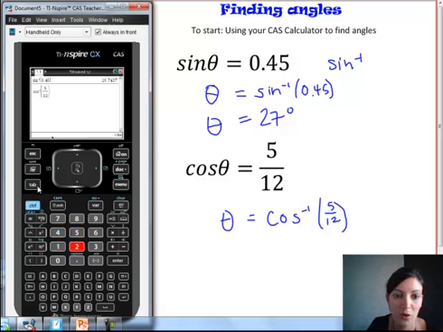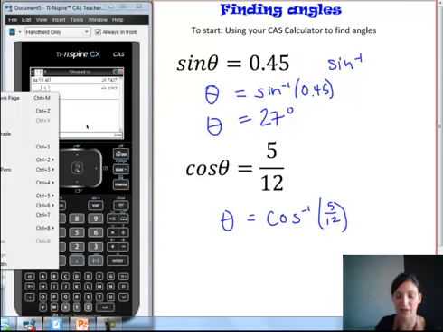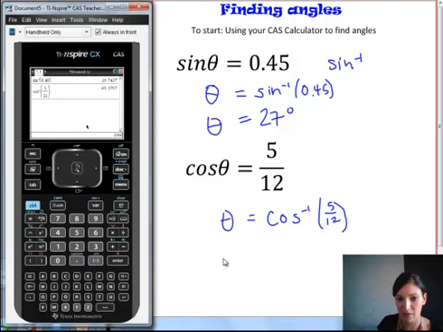Okay, Control Enter, and I get 65.3757, which rounded to the nearest degree is 65 degrees. So theta is equal to 65 degrees.